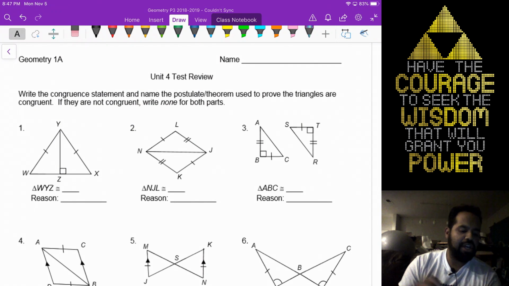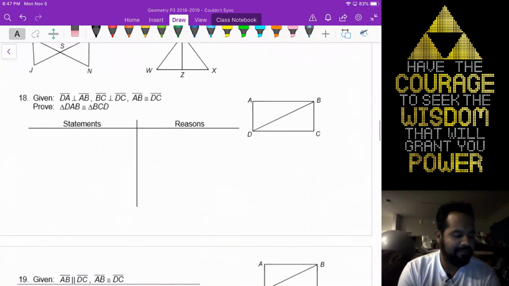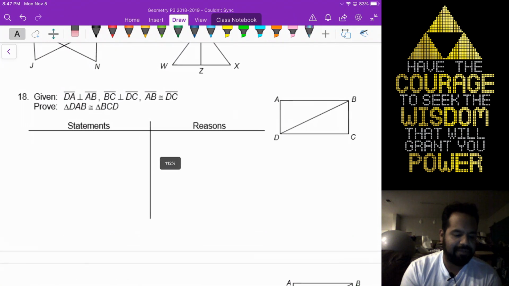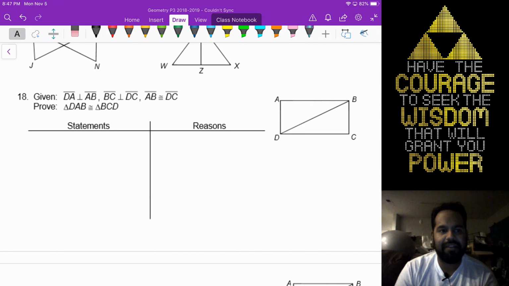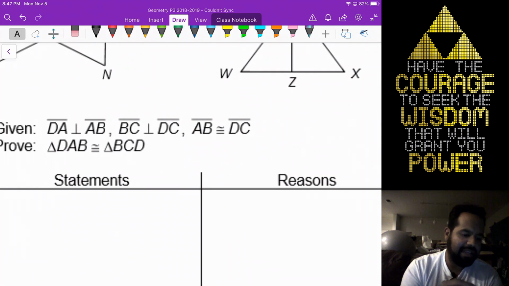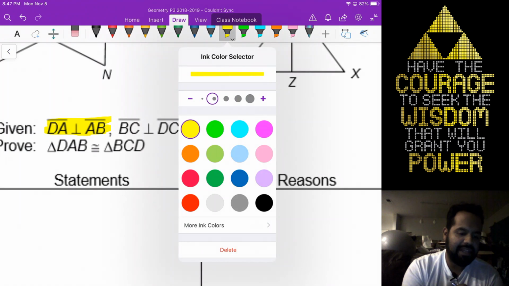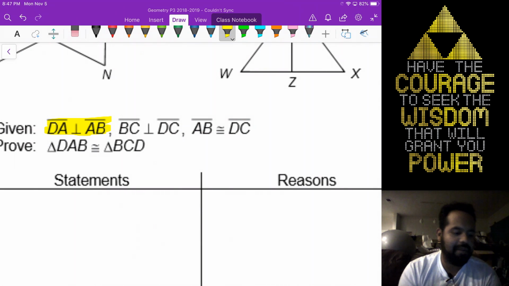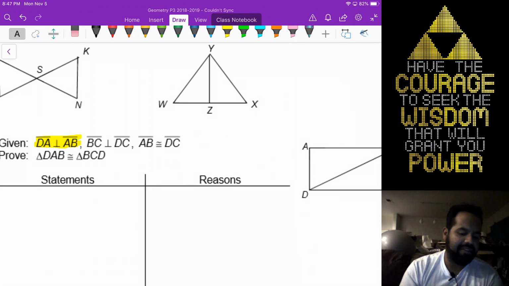Number 18. Yes, I got a viewer. All right. 18. We got a proof. Sweet. All right. You ready, Abby? Heck yeah, you are. So check this out. Got to look at our givens, and we got to identify, hey, what do these mean? Well, that symbol right there, Abby, is telling you perpendicular, which means you're going to form a right angle.